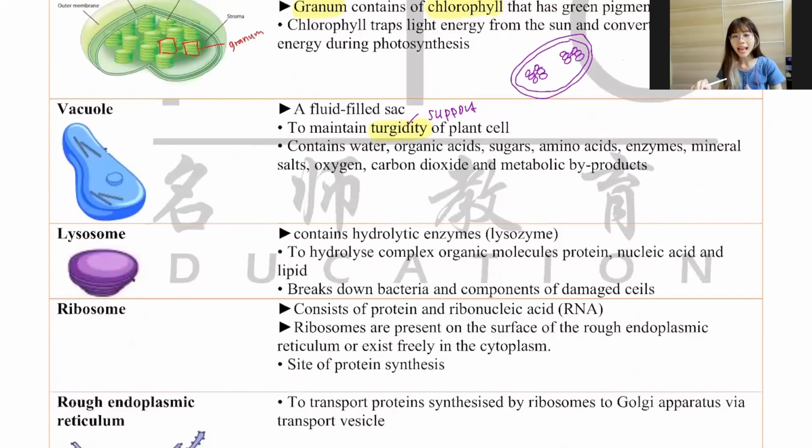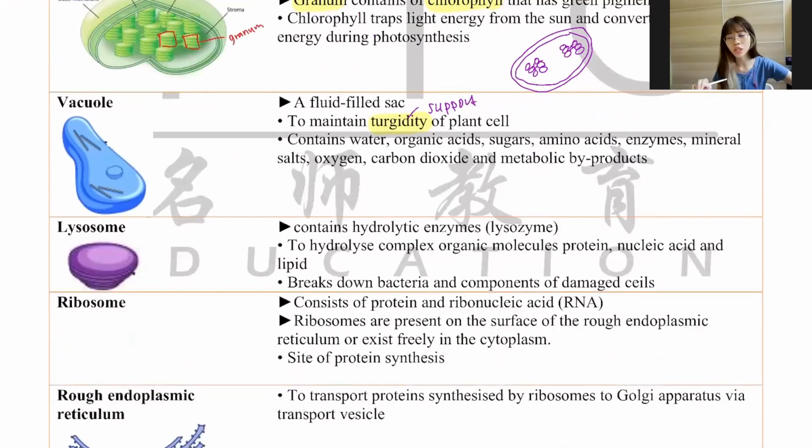Okay. Next one, lysosome. Lysosome is a new thing. Lysosome is similar to the human stomach. Why? Because lysosome contains enzymes. Like humans, we have a stomach, and the stomach also contains enzymes, right? For them, it contains an enzyme called hydrolytic enzyme, also known as lysozyme. For me, I think lysozyme is easier to remember. Lysosome contains lysozyme. Easier, right?